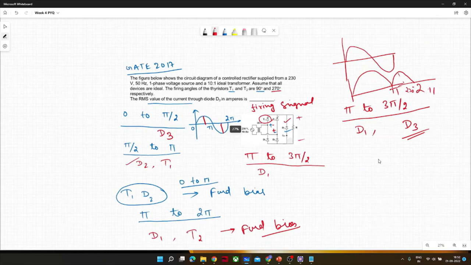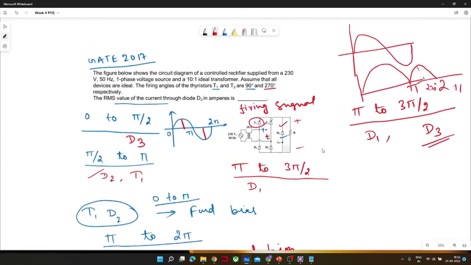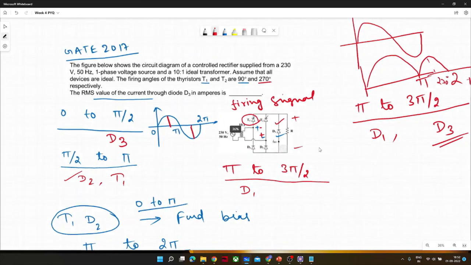Actually, ideally, D3 should have conducted, but there is no energy. Means after pi, there is no energy, so no conduction of D3 would happen. That's why the RMS value of current through diode D3 would be 0, because no current is flowing from 0 to pi by 2 or pi to 3 pi by 2.